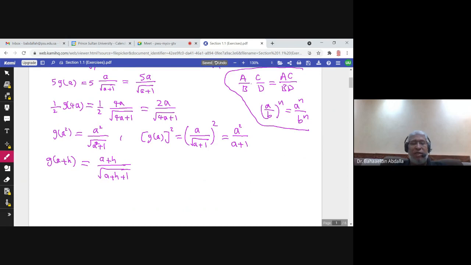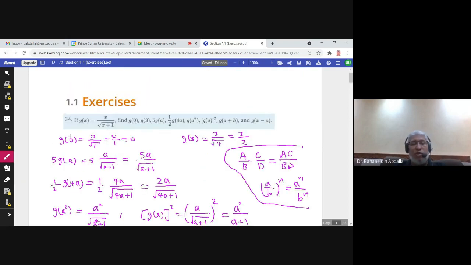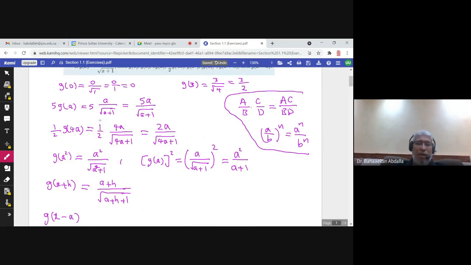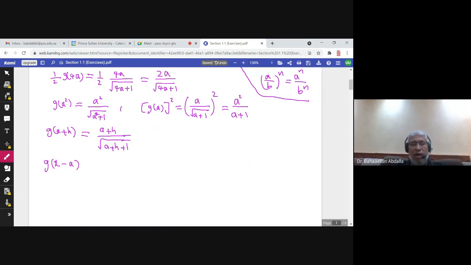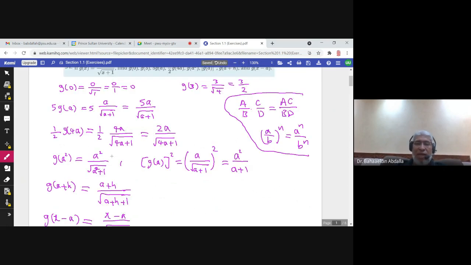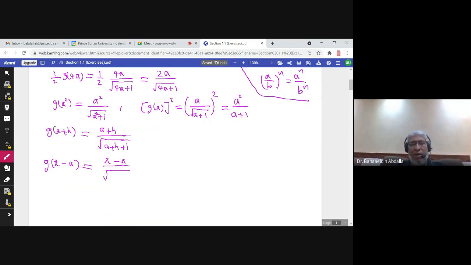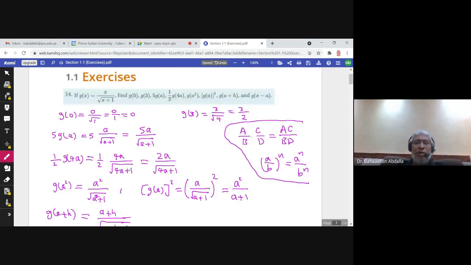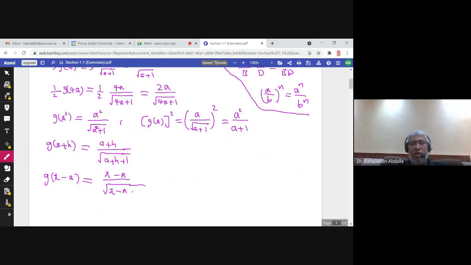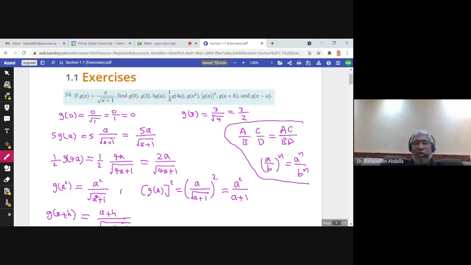Finally, g of x minus a. Similarly, I go to g of x and replace x by x minus a. So I have x minus a in the numerator over square root of x minus a, I replace x again by x minus a, and then I have plus 1. So that's the answer of question 34.